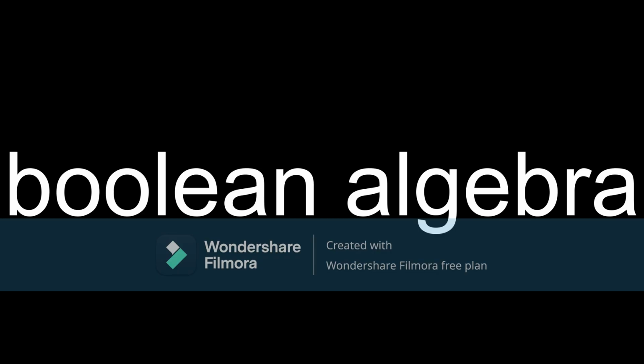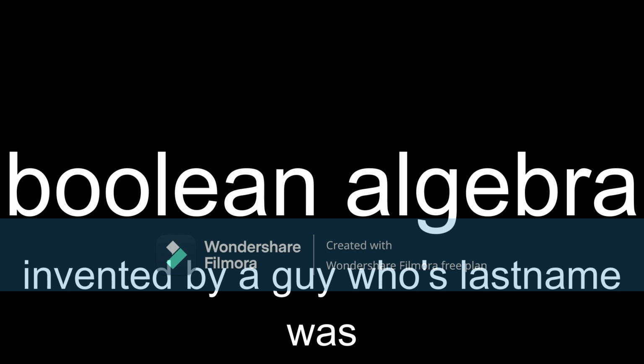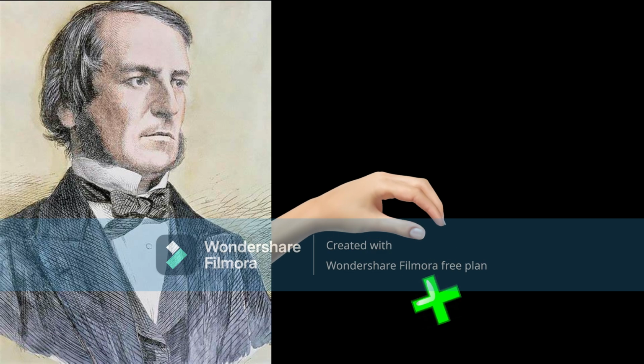Boolean algebra, for those of you not in the know, was a special mathematical concept invented by a guy whose last name was Boole. He put math to logic, with the number 1 representing a true statement, and a 0 representing a false statement.